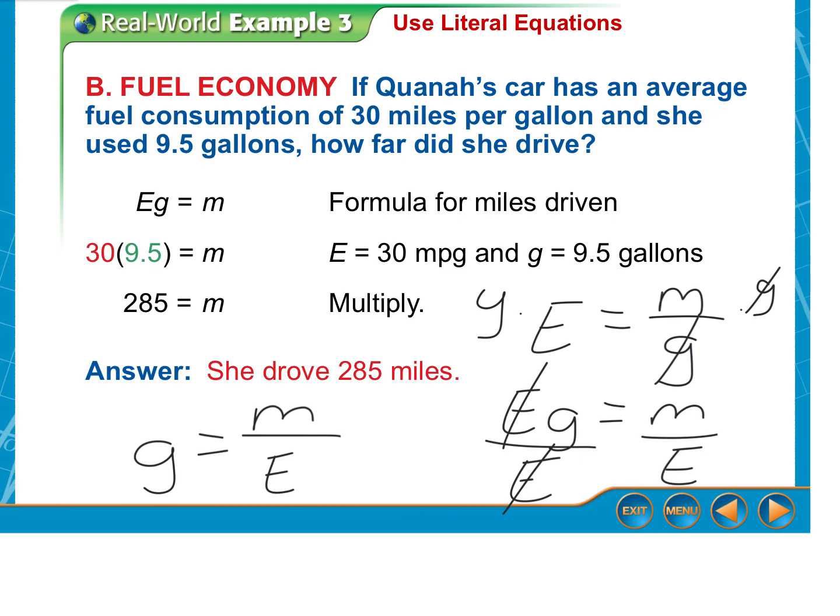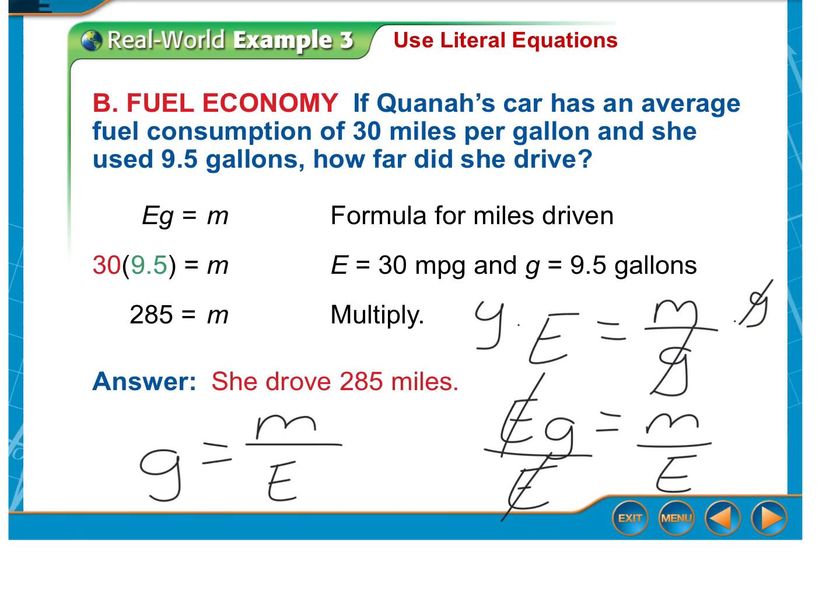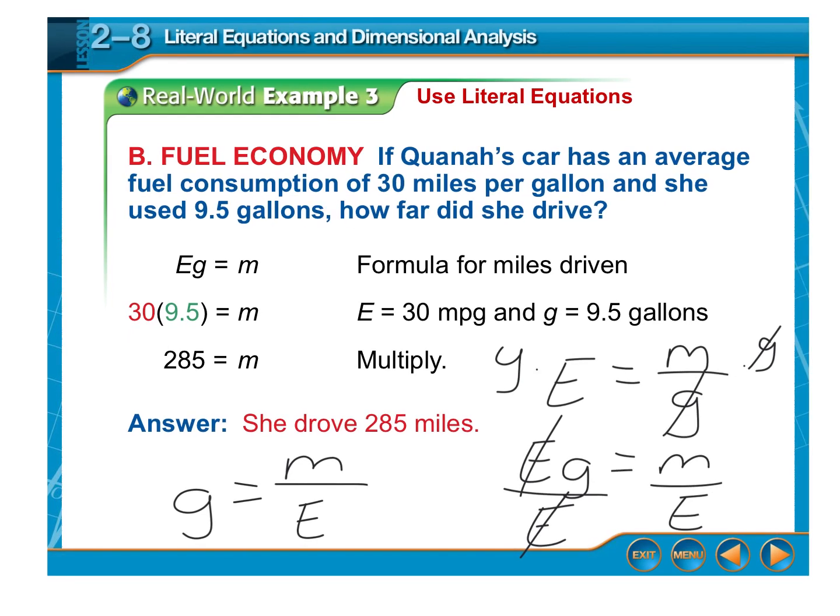And then I would have g equals m over e. So there was just a little step in there, okay? But still, when you have a fraction, you still want to get rid of that denominator, even if it takes you an extra step to get that variable by itself. Okay? So it's a little bit of trial and error when you're solving for these. All right?